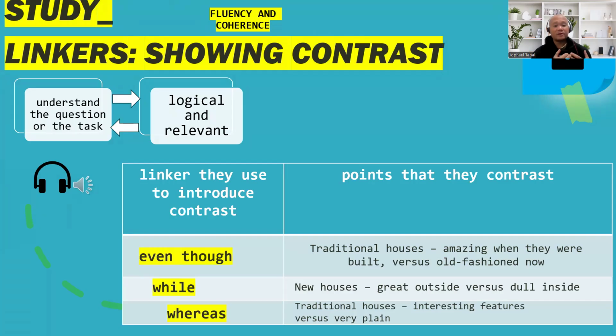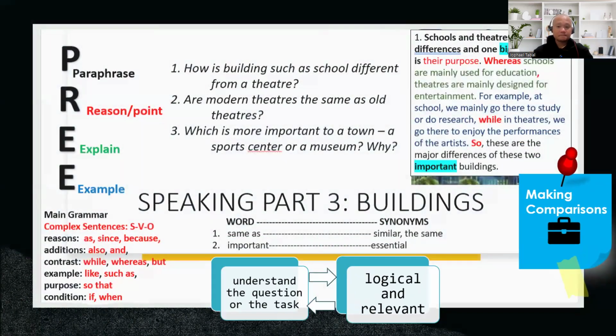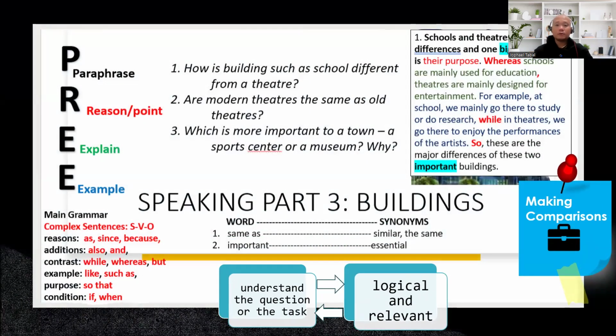So, for example, we have here words that show contrast. So we have here, for example, even though, while, or whereas. So here's an example. As you can see, if you compare the answer to the question about giving reasons, we don't say here another reason, the first reason, and another point to consider, etc.